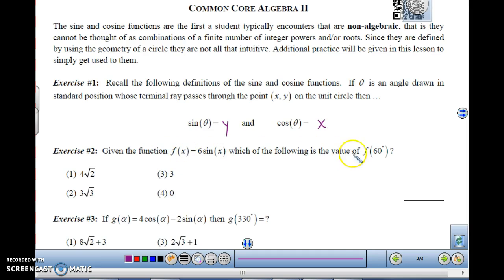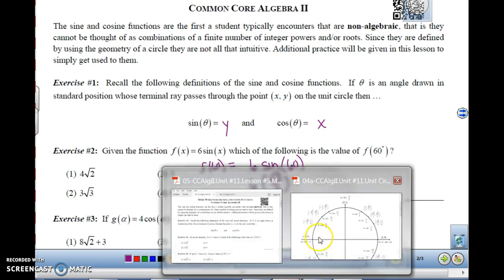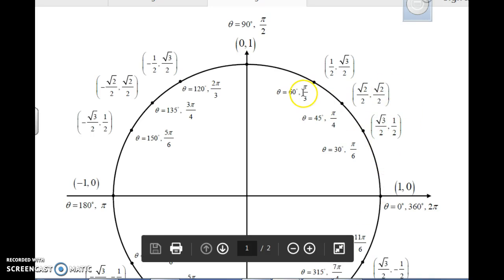Well, f of 60 will be 6 times the sine of 60. Okay, so what is the sine of 60? Well, the sine of 60 is the square root of 3 over 2, because if I go to my unit circle diagram, which is right here, here is 60 degrees, it's going to be the y-coordinate, square root of 3 over 2.